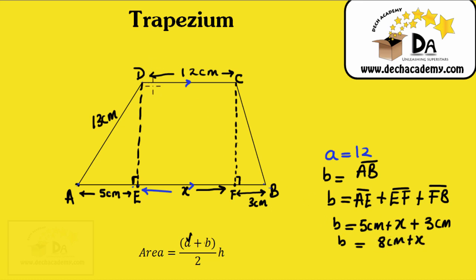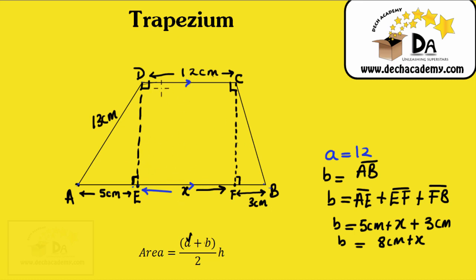What is X? X is 12 centimeters because essentially what you have here is a rectangle. Because you have a line here, a line drawn perpendicular to this line. This line DE is perpendicular to the line AB, which means it's also perpendicular to this line DC. The line CF is perpendicular to the line AB, which means it is also perpendicular to the line DC. So you have a four-sided shape.